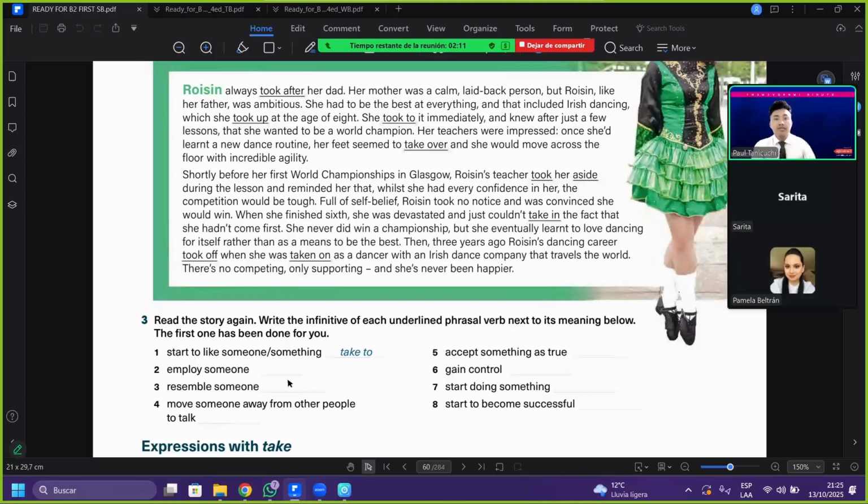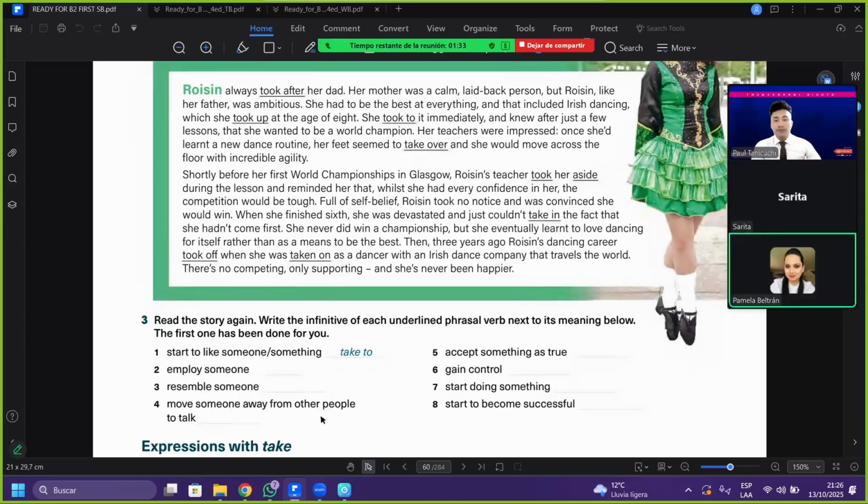For example, I can say, you, Pamela, you take after your mother, or your father or your sister, whatever, right? That is the meaning. The next one is took after or take after. Take after is the base form, because as I told you, the conjugation is take in the present, took in the past, and taken in the past participle. In this case, it's in the past, took after. It says that Roisin always took after her dad in the past. But the base form is take after.